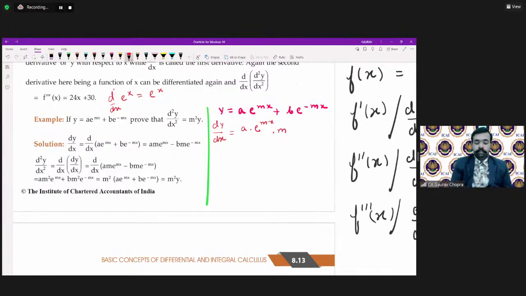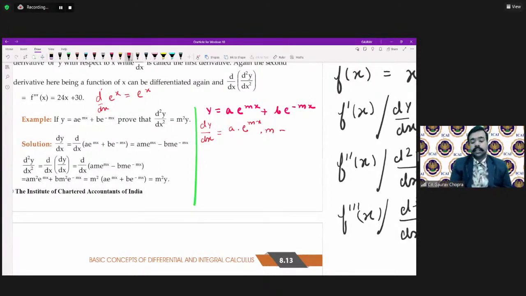So multiplying with m. Then minus b is the constant again, multiplying with e to the power of minus mx, and then multiplying with the derivative of minus mx, that is minus m. Simply we have applied the chain rule here. So what are we getting? a m e to the power of mx, then minus b m e to the power of minus mx. So this is dy by dx.